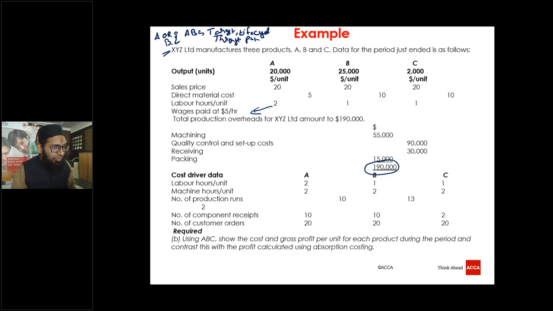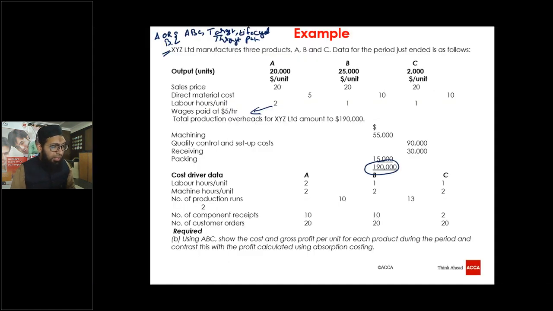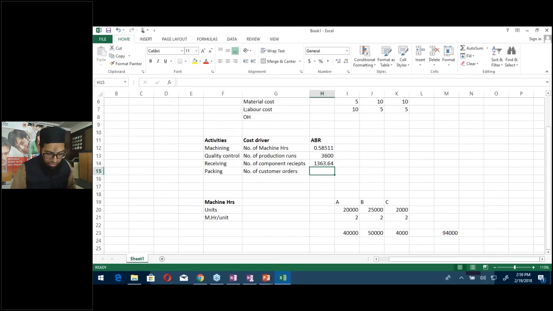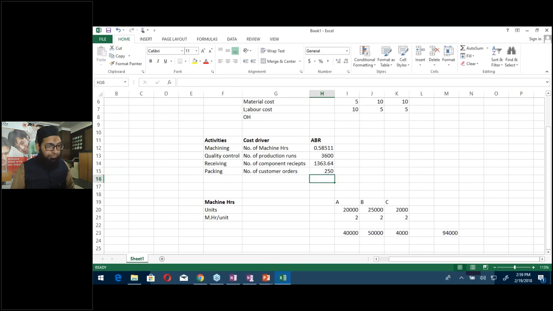Similarly, we can calculate it for receiving cost, and receiving cost is 30,000, and the number of component receipts will be 22. It will be equal 30,000 divided by 22. And finally, the packing cost, which is 15,000 divided by the number of customer orders, and these, if I total it, it will be 60. So the activity based rate will be 250.